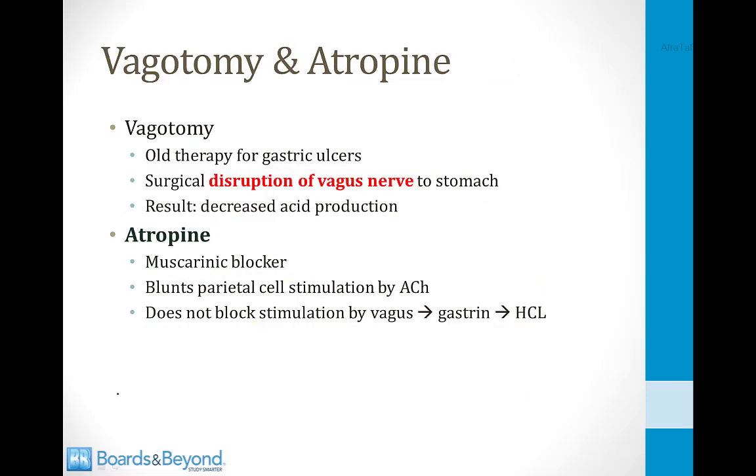So decades ago, before we had medicines to suppress acid production in the stomach, patients could suffer from severe and potentially fatal peptic ulcer disease, and sometimes those patients would undergo a vagotomy where the vagus nerve supply to the stomach would be surgically disrupted, and the result would be decreased acid production. And you should understand this based on what we just discussed on the last slide.